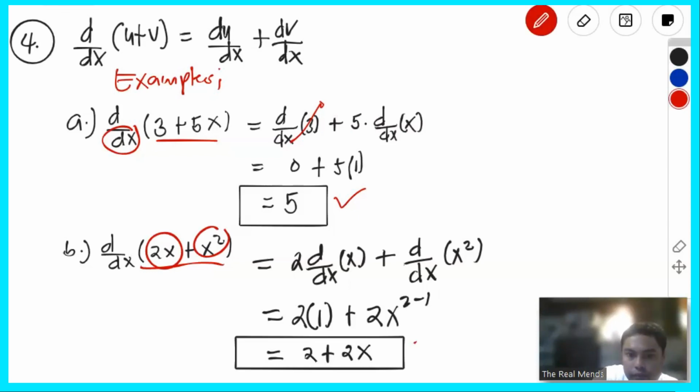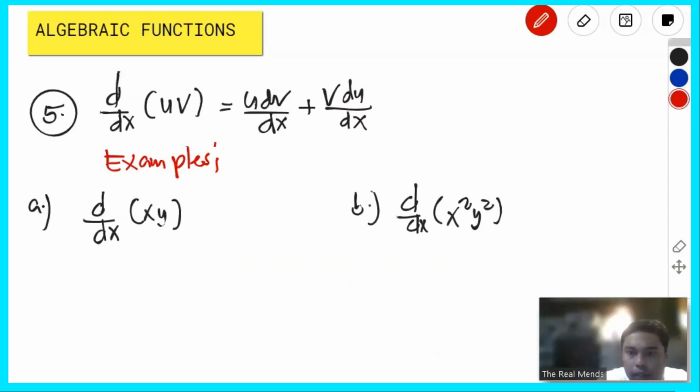So that is the example for getting the derivative of individual u plus v. Okay, so let's go to formula number 5. This formula is for the derivative of the product of u and v, that is just u times dv over dx plus v times du over dx. We have a problem. Get the derivative of x times y with respect to x. So our u here is x, our v here is y.